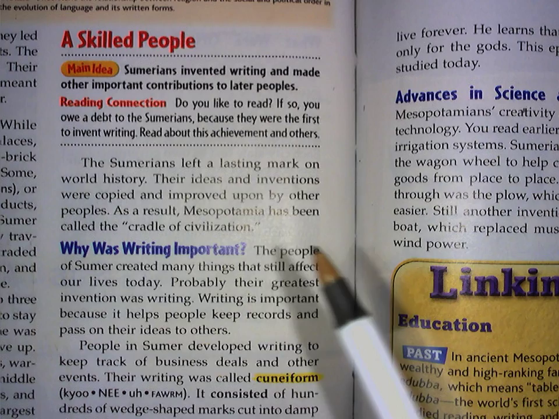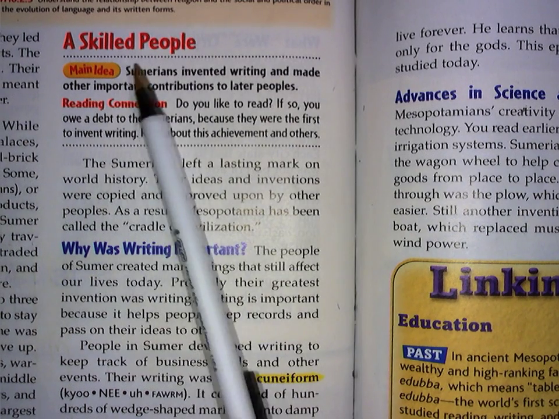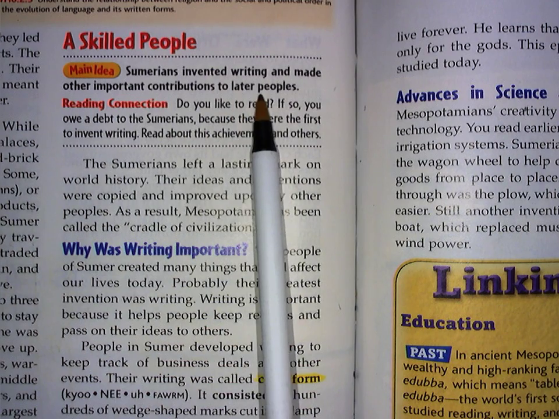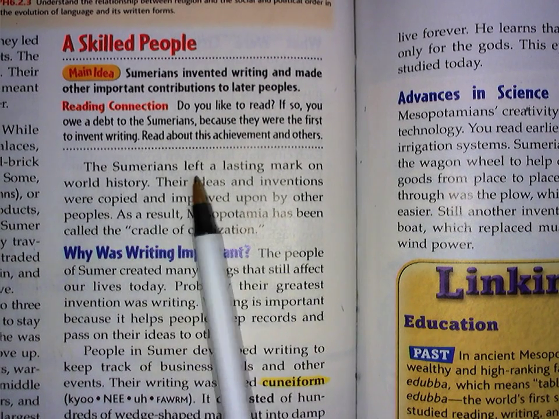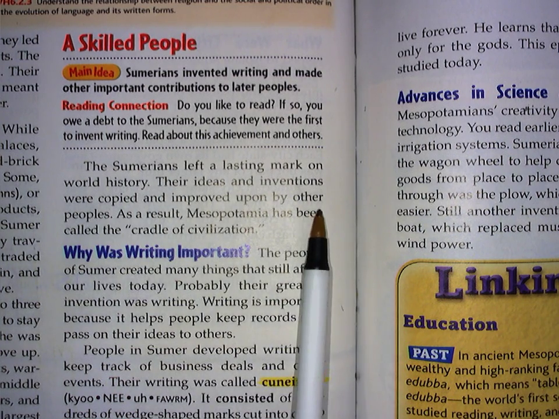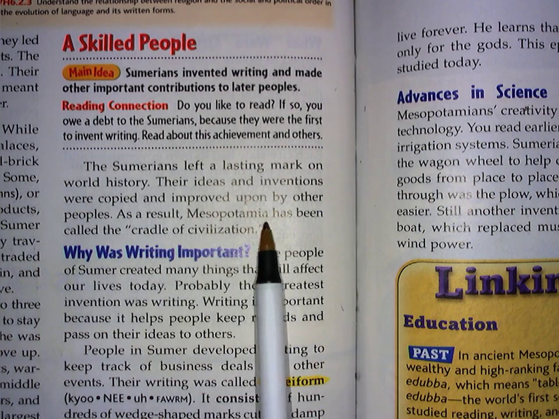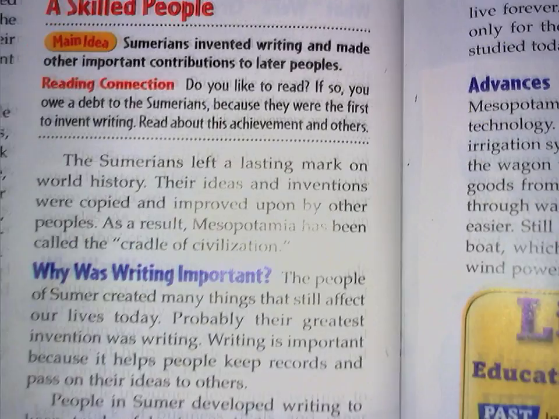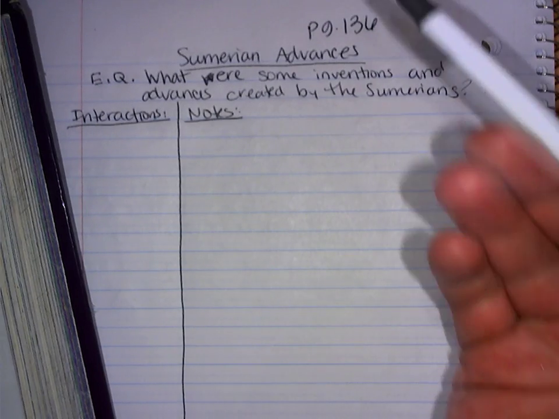Okay, so we're reading about a skilled people. Sumerians invented writing and made other important contributions to later peoples. The Sumerians left a lasting mark on world history. Their ideas and inventions were copied and improved upon by other peoples. As a result, Mesopotamia has been called the cradle of civilization. That sounds important. Maybe I should add that here.